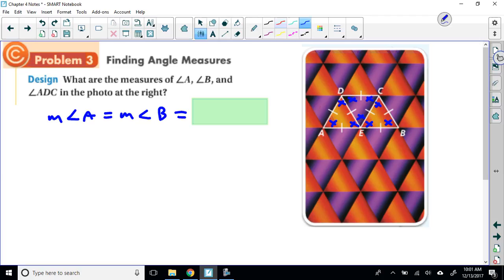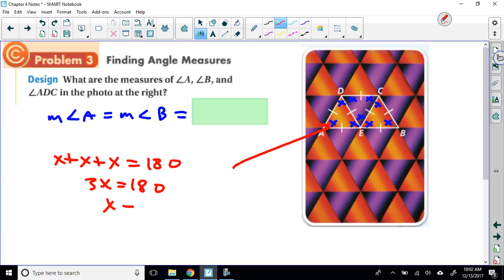In order to find that, we could realize that, if we look at angle A, it's this one here. We would know that X plus X plus X is going to equal 180. So 3X is going to be 180. So X is going to be 180 divided by 3, or 60. So the interior angle measures in an equiangular or equilateral triangle, for that matter, always measure out at 60 degrees. 60 degrees.